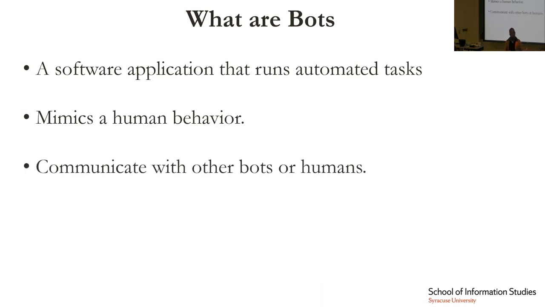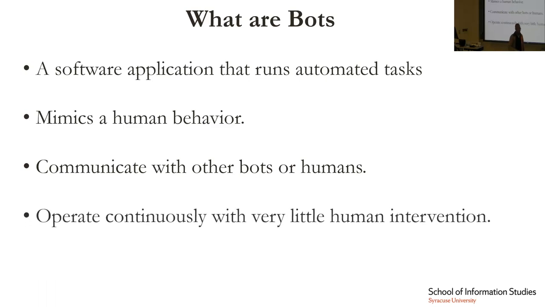It communicates with other bots. I know that's scary, right? ChatGPT is chatting with another bot. I don't know what we're going to be talking about, but they do, right? And then it also chats with human beings. They communicate with humans as well, right? And then you can operate continuously with very little human intervention or interaction.